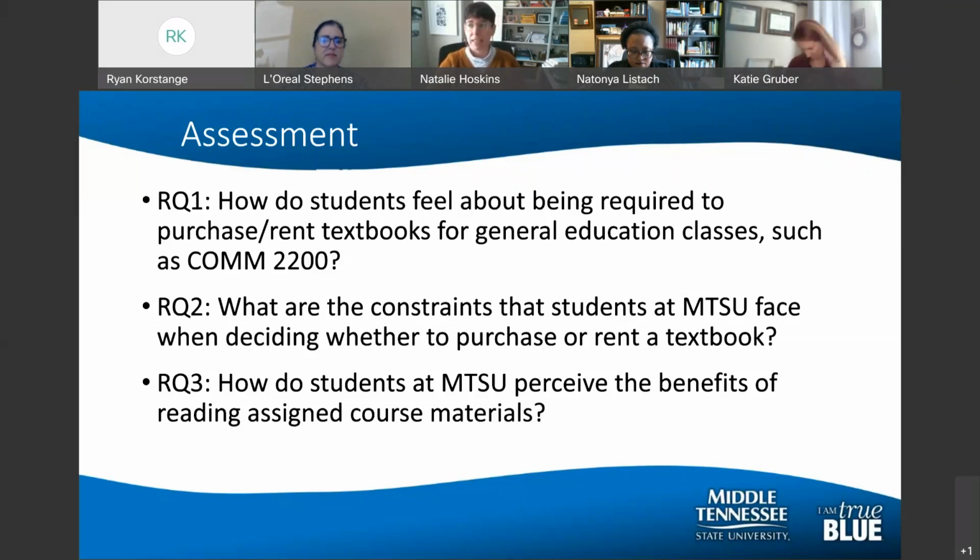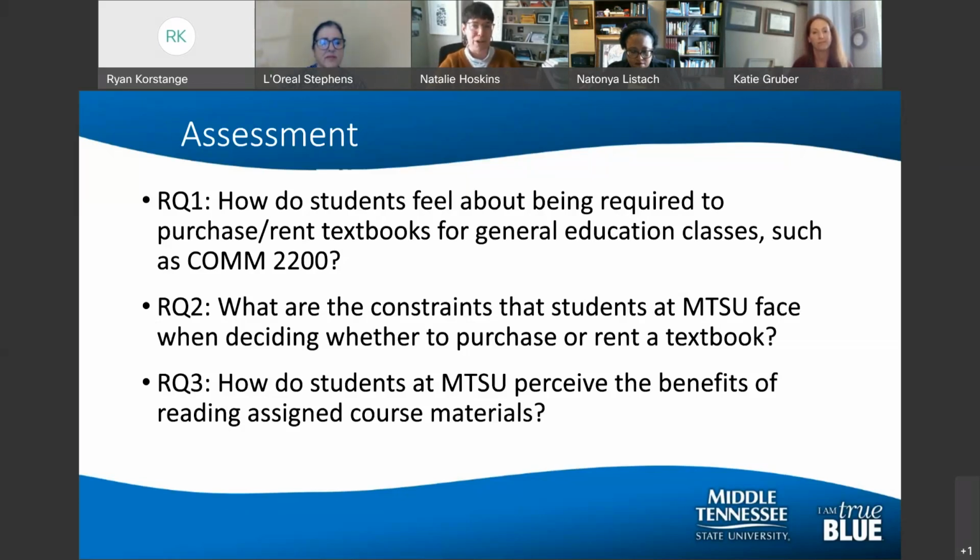So we did ask questions in the survey about whether they saw a difference, and what that difference was, between being required to purchase and rent textbooks for gen ed and being required to purchase and rent textbooks for major courses. Then the second research question addressed those constraints. What are the constraints? We're expecting to see financial constraints, but curious if there were others.